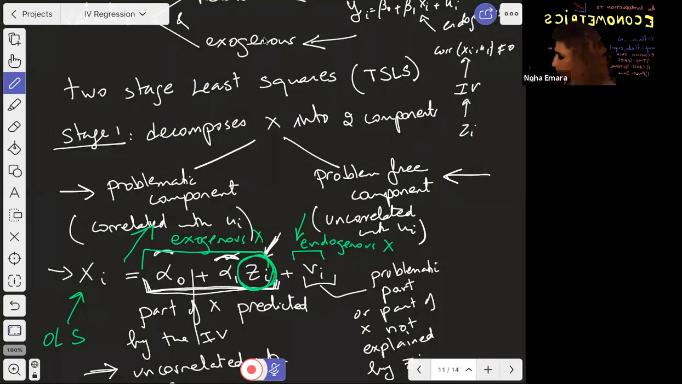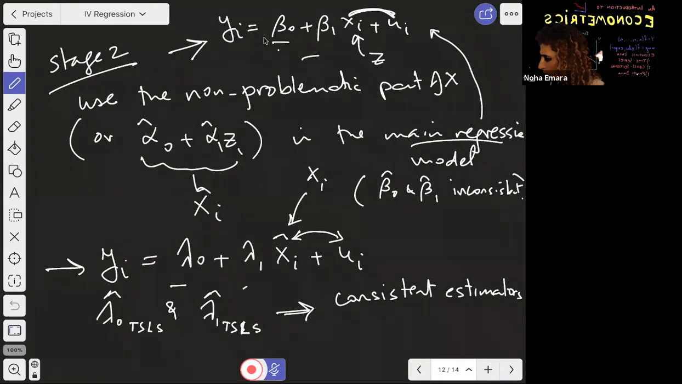Okay, so once we are able to split X into two parts by doing a regression, so xi here as a function of zi, we are able to get an estimated version of X that we call xi hat. And this is the good part of X. And we really don't care about the rest. We don't need this part, because this part is the problematic part of X, the part that is still endogenous. So in step number 2, we actually took the non-problematic part of X, or we call it xi hat. Okay, so we took this non-problematic part in order to estimate our main model.